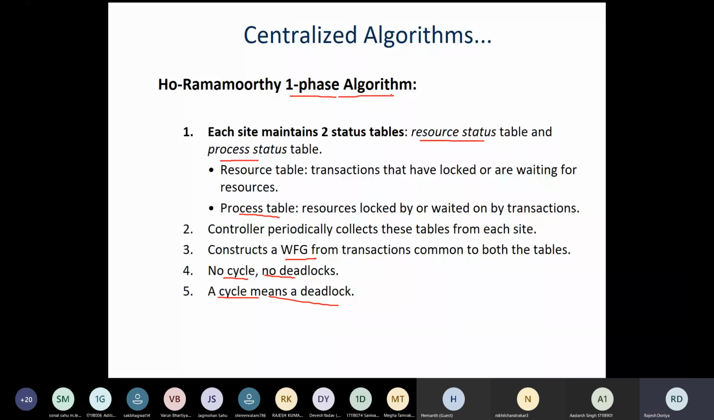So this is what we had regarding distributed deadlock. In case students have any doubt, then you can ask. Any doubt, any query? No, sir.